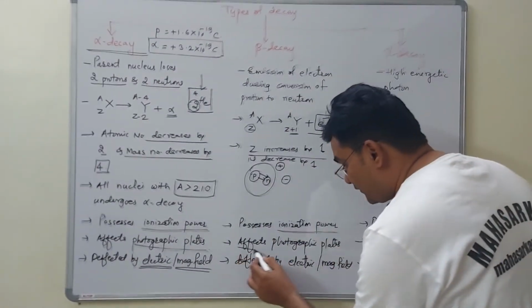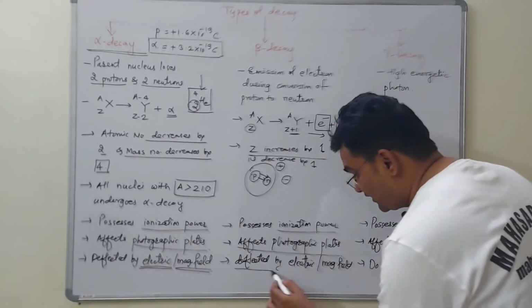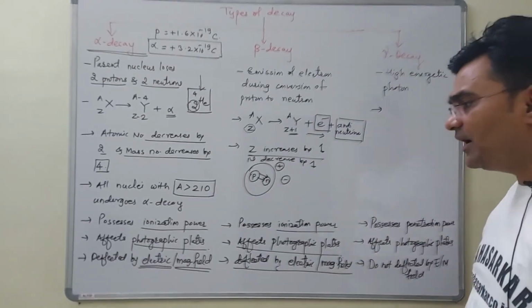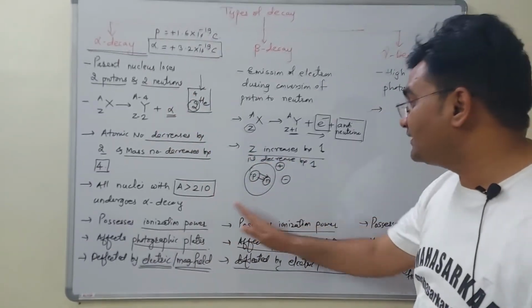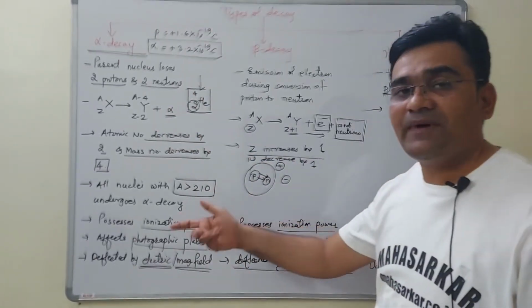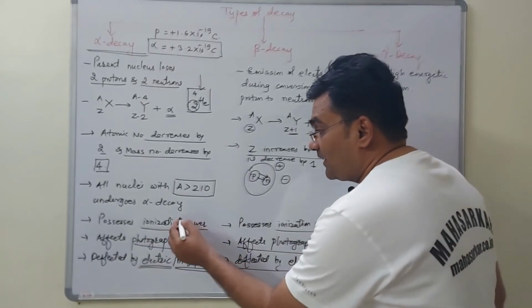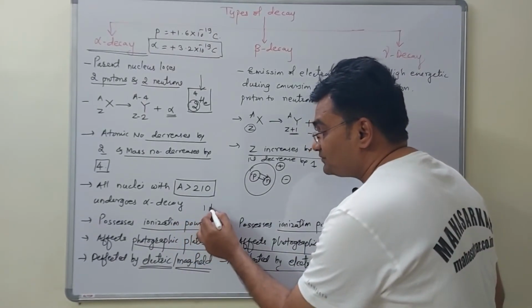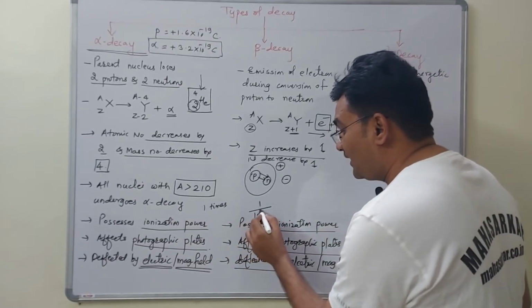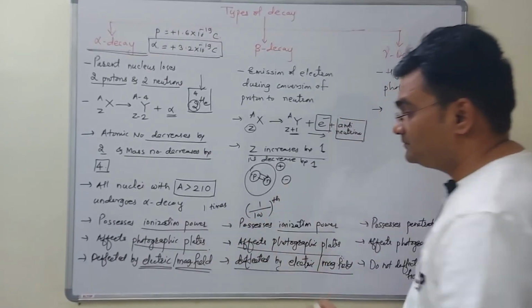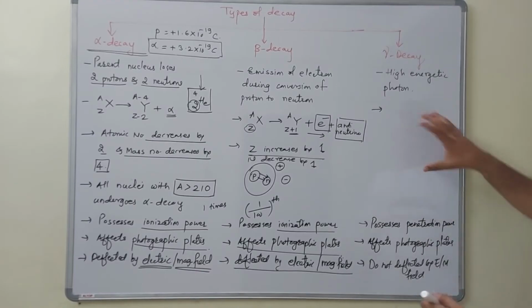They also affect photographic plates, and they are also deflected by electric and magnetic fields. But the ionization power of alpha decay is quite higher than that of beta decay. In short, if alpha decay has power 1 times, then beta decay will have 1 by 100 times. Okay. Now, what is gamma decay?